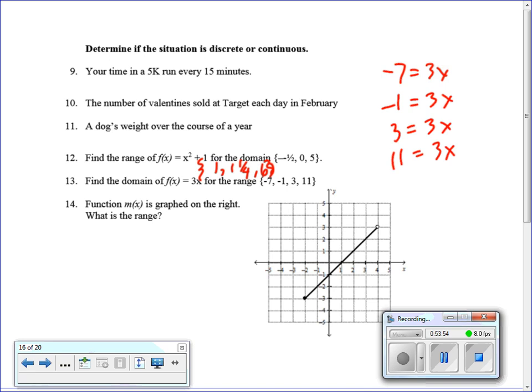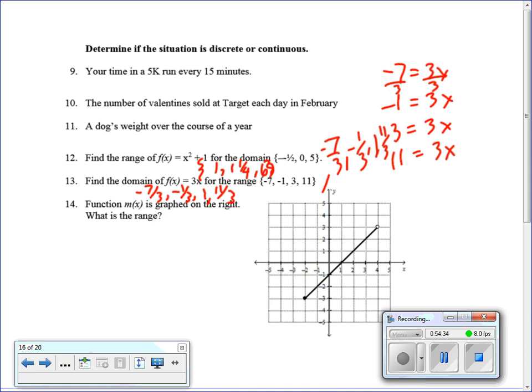And then we'll solve. So in this first case, we get -7 over 3. Then we get -1/3. We get 1. And we get 11 over 3. So our domain for this one is -7 over 3, -1 over 3, 1, and 11 over 3. Now, in this particular case, they're already in order from least to greatest.